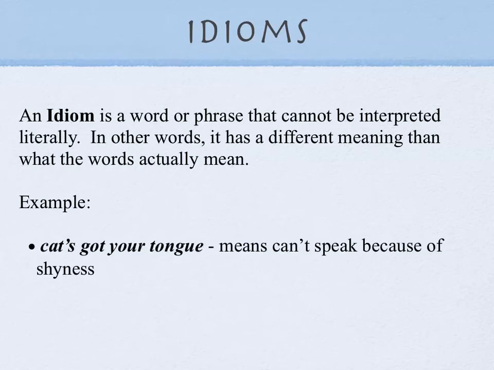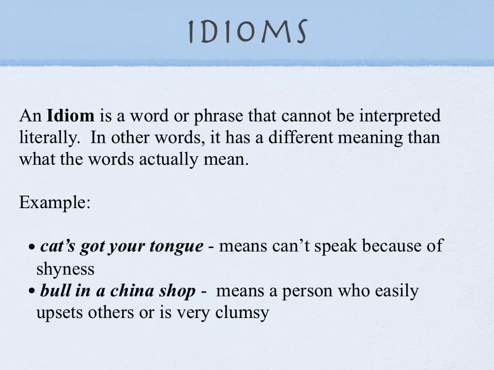For example, cat's got your tongue. This does not mean that a cat actually is holding onto your tongue. It just means that you can't speak because of shyness. Another example would be the phrase, a bull in a china shop. This means that a person is clumsy and easily upsets the balance, so maybe they would be knocking into things or breaking things very often.